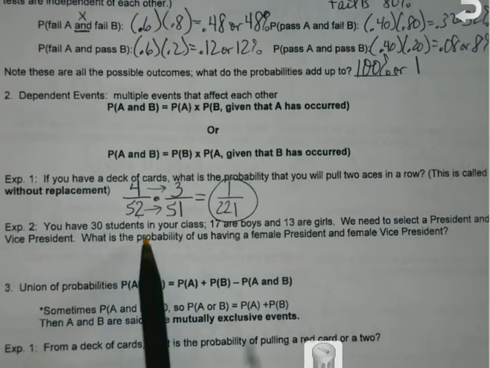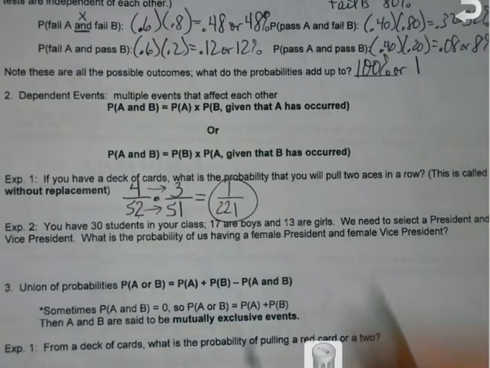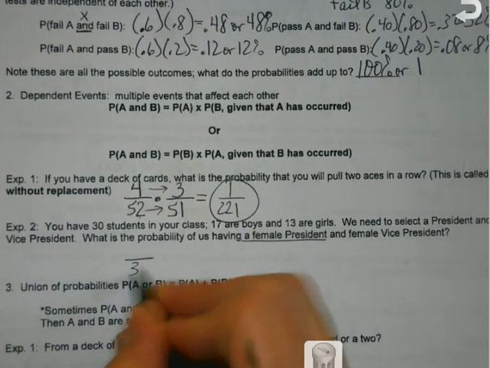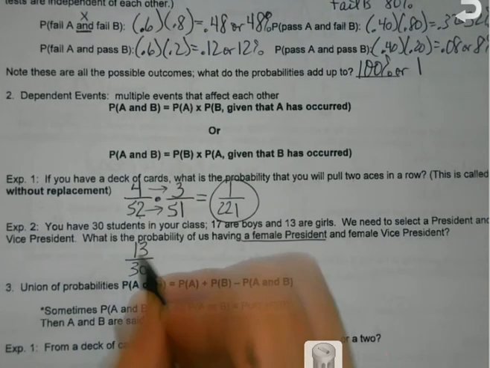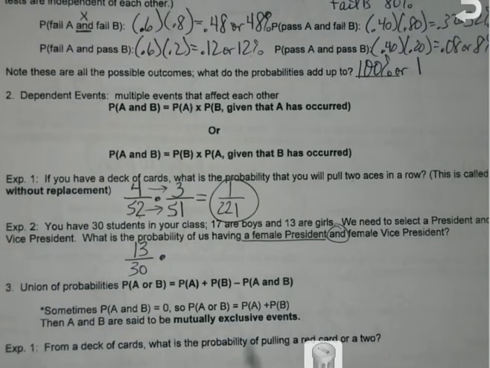30 students in class. 17 are boys, 13 are girls. We need a president and a vice president. So order's going to matter. What's the probability of having a female president? 30 students. How many females? 13. And multiply. A female vice president.